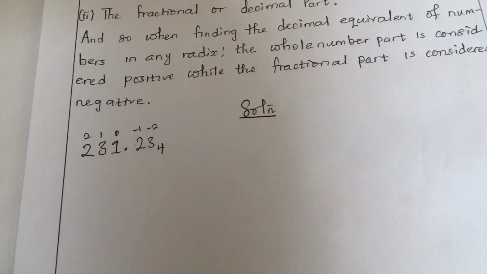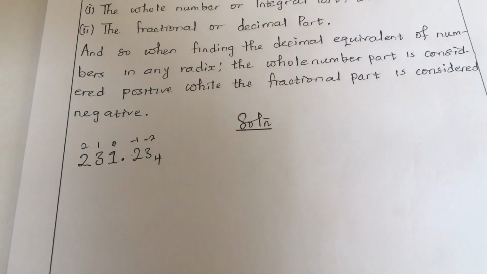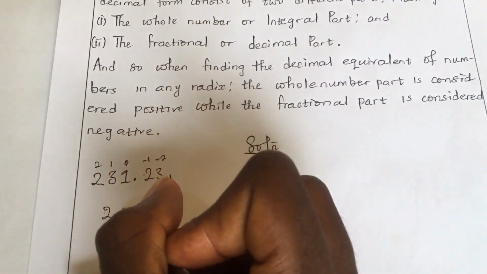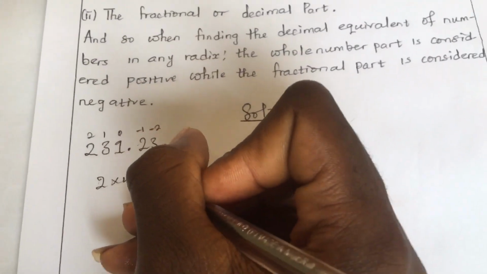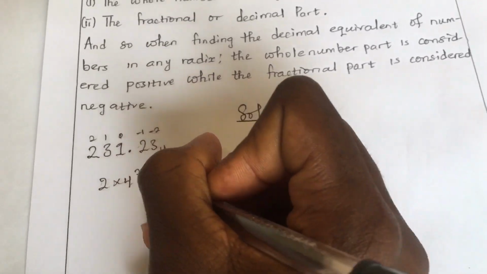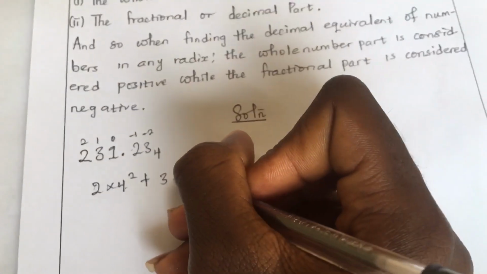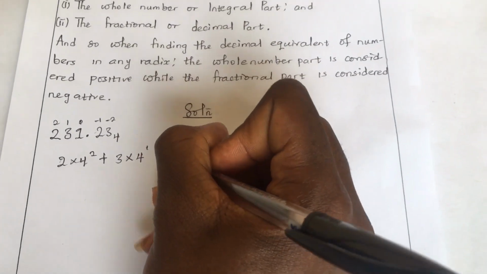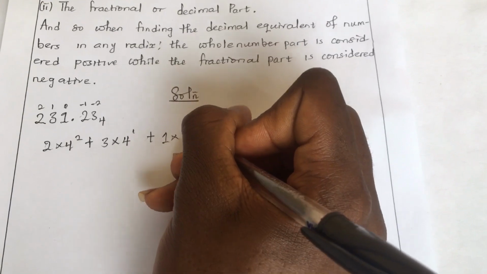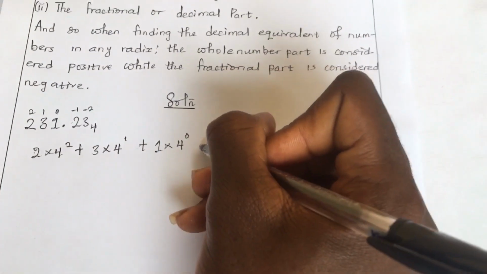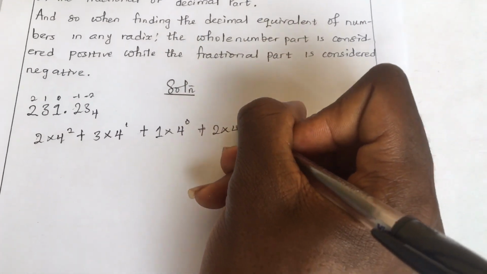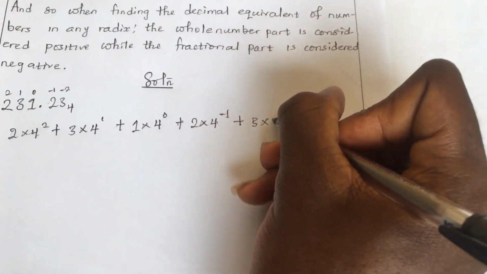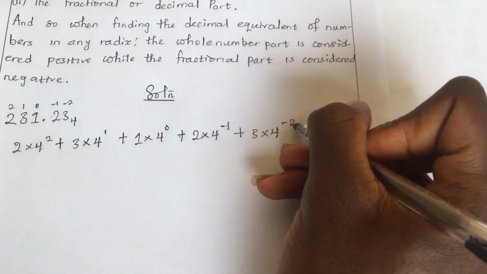So we are going to be multiplying these numbers successively with the base, taking each of their powers. So we have 2 times 4 raised to the power of 2 plus 3 times 4 raised to the power of 1 plus 1 times 4 raised to the power of 0 plus 2 times 4 raised to the power of -1 plus 3 times 4 raised to the power of -2.